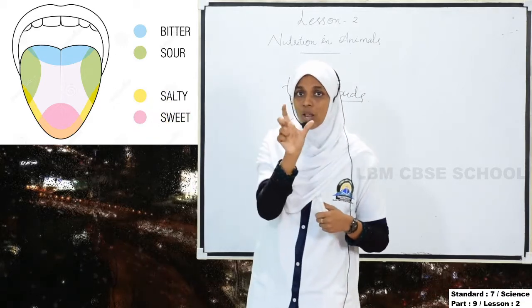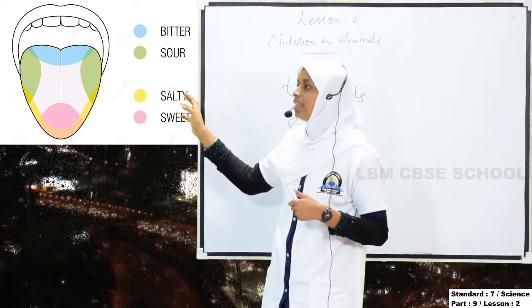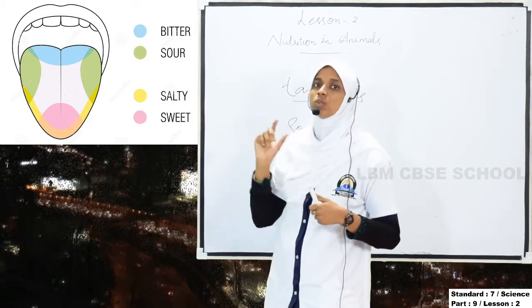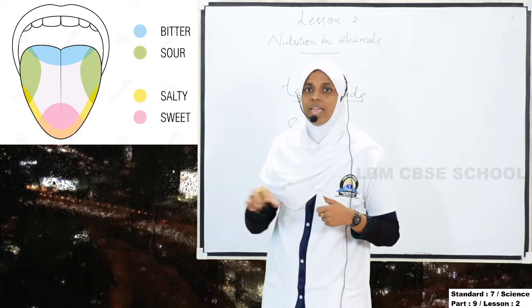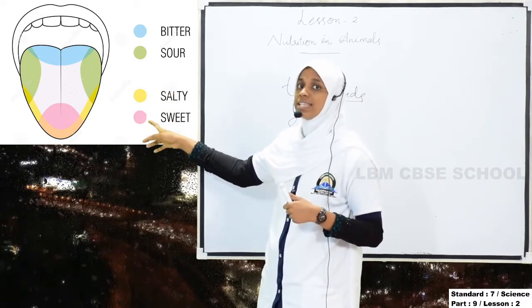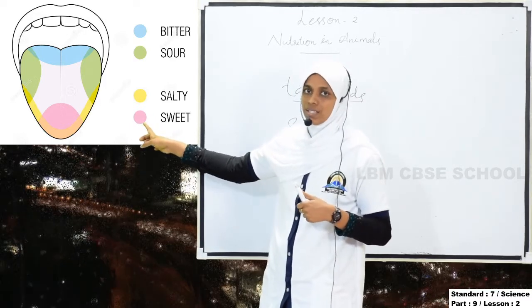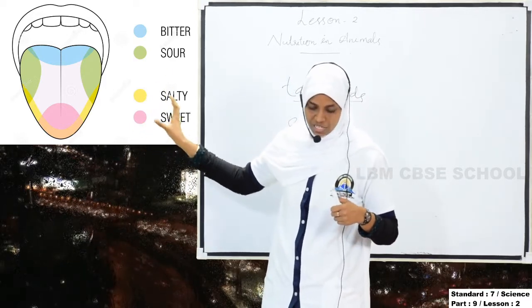Can you see the yellow color? Okay, this is a part of the tongue. Can you see that yellow color? The yellow color indicates what? Salty taste. Okay, then on the lower side of the tongue, you can see the sweet taste. It's rose in color. You can see the sweet taste. Okay, so these are the special taste buds present.